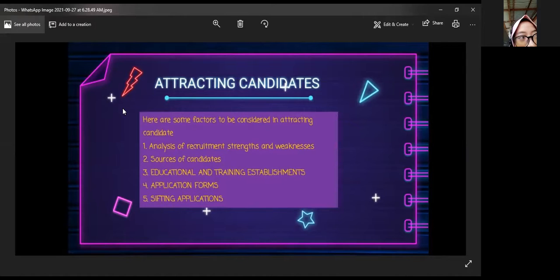The next stage is attracting candidates. Attracting candidates is primarily a matter of identifying, evaluating, and using the most appropriate sources of applicants. So here are some factors to be considered in attracting candidates. The first is analysis of requirements, strengths and weaknesses, and second is sources of candidates. Third is educational and training establishments, and fourth is application forms, and the last is speculative applications.